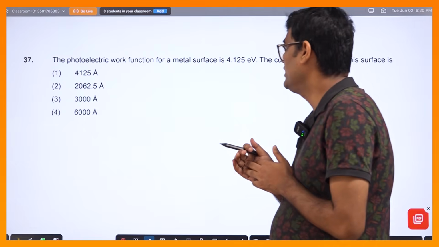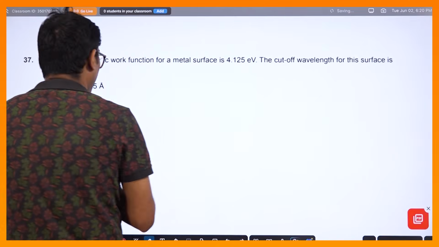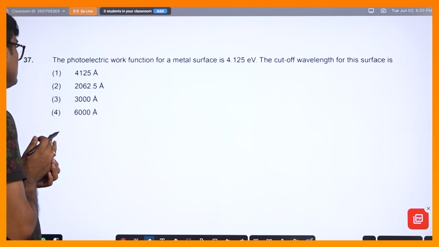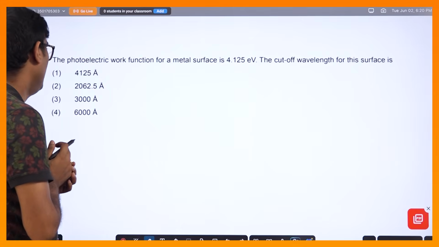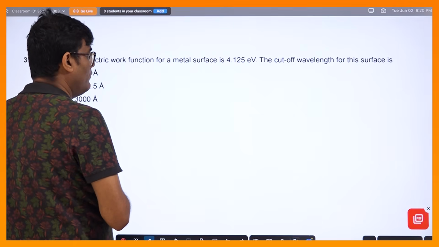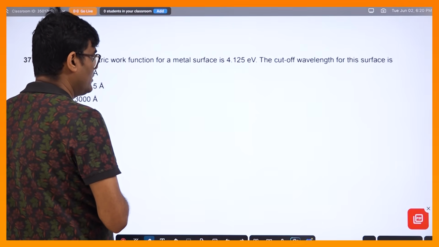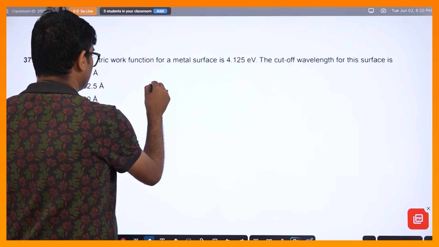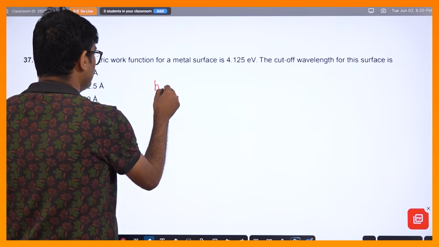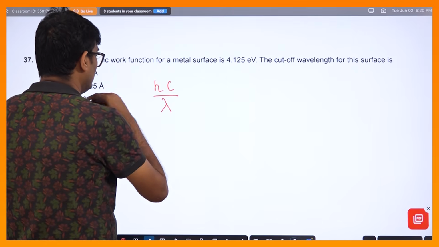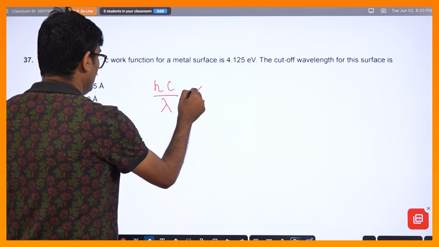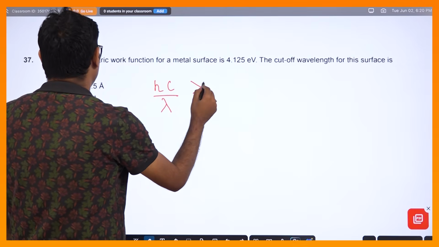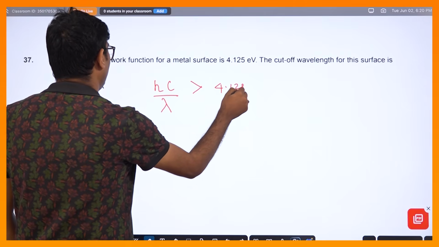The photoelectric work function for a metal surface is 4.125. What is the cutoff wavelength for the surface? Okay, work function is given. The cutoff wavelength for this surface. So it's hc by lambda, right? This hc by lambda, the energy, must be greater than the work function 4.125, right?